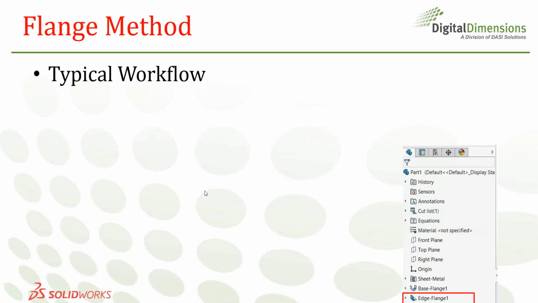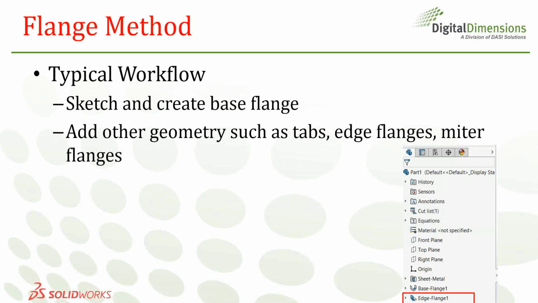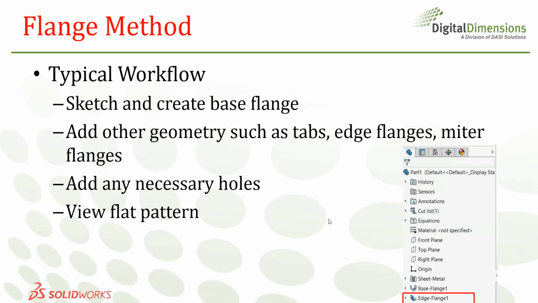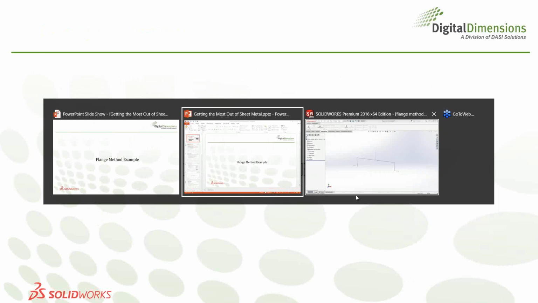I figured this was going to be one of the most popular methods. Not surprised there. This is the method that I pretty much always used when I was in industry. So the general workflow here, you're going to basically just sketch and create your base flange, and then you can add other geometry, which is going to be like your tabs, edge flanges, miter flanges, whatever else you need to add to that base flange. And then you can add any necessary mounting holes you might need, and check your flat pattern to make sure you don't have any overlapping, right? Pretty straightforward. It's a good method. It's pretty common. So let's check this out real quick.